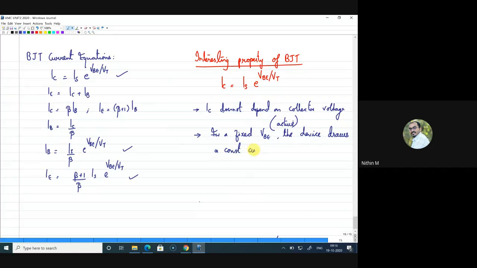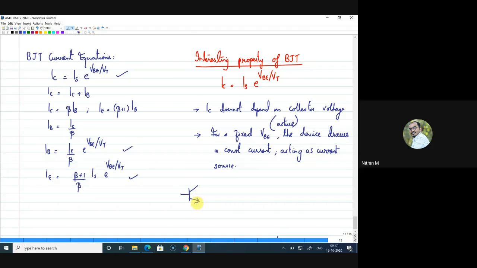Can you observe that? If you look at this current equation, collector current is equal to Is into e to the power of VBE by VT. In that, the only variable is VBE, and if your VBE is constant, your collector current also will be constant, right? So whenever a device is providing a constant current, I can say that it can act as a current source. So BJT also acts as a current source. How can I understand that?